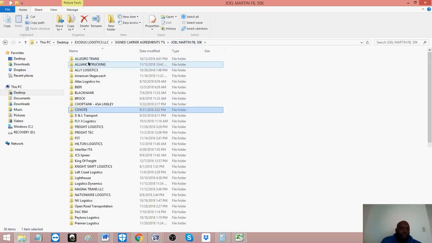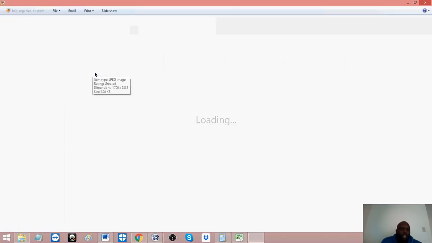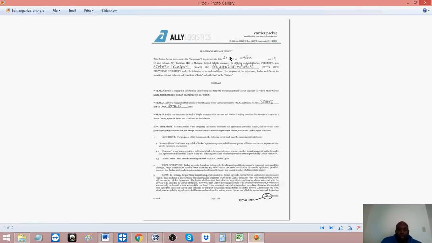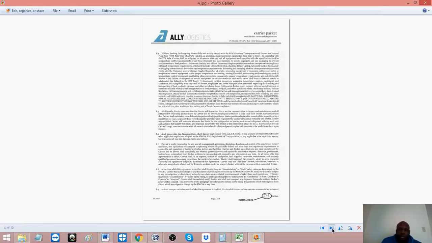I even got carrier packets that I filled out for some of them, right here. Here's a carrier packet that I filled out, page 1 through page 8. The actual carrier packet that I did for my carrier with their permission. That's my handwriting, but I signed it on his behalf. So in case you guys are wondering, well, can we do this? Here you go.